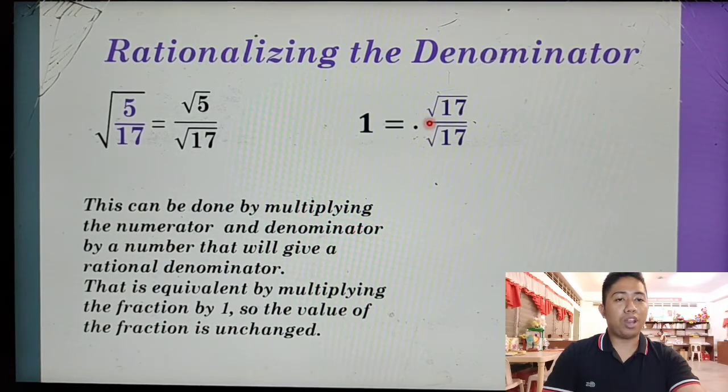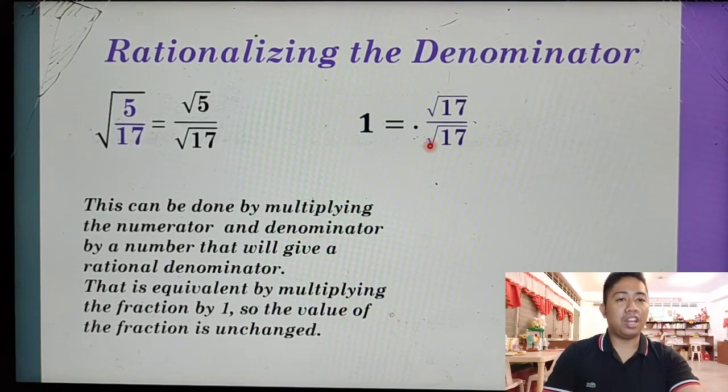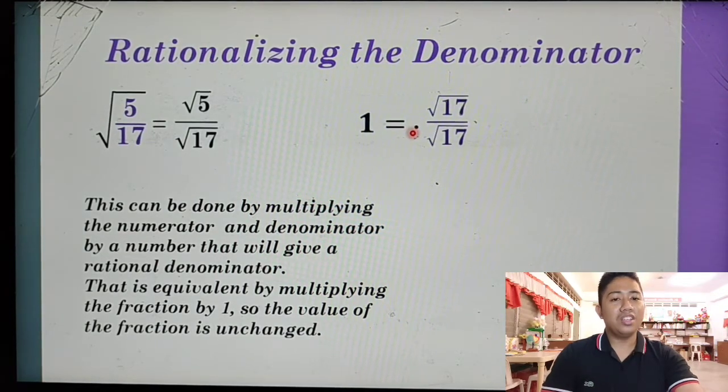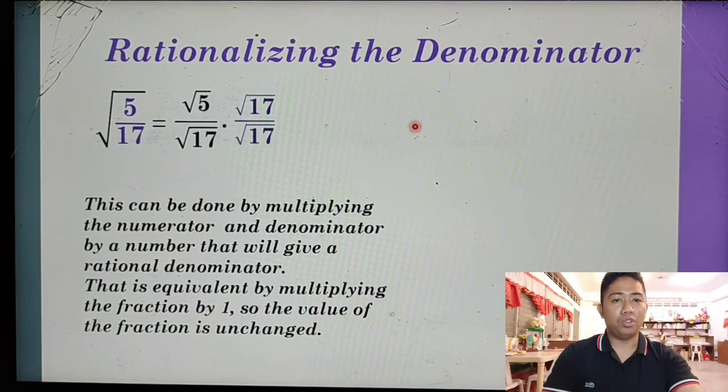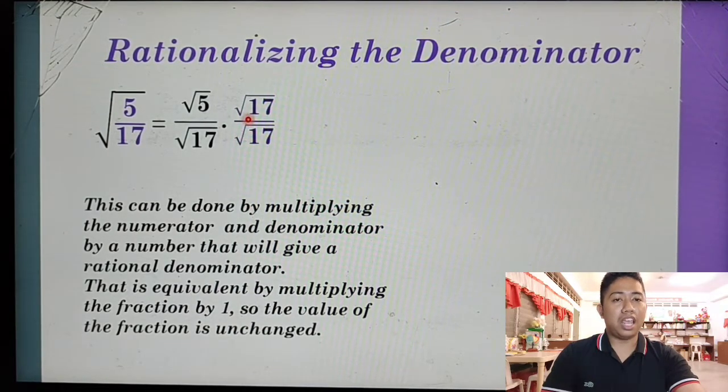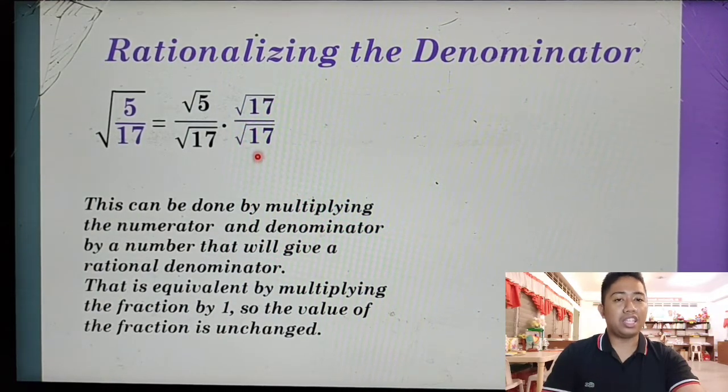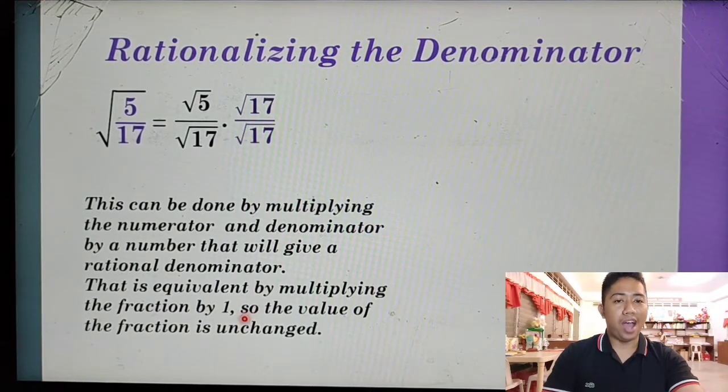So square root of 17 divided by square root of 17 is also equivalent to 1. Okay? So the fraction, the numerator and denominator, is unchanged. So which is still the same. Okay, the next step to do is to multiply by the same denominator. We have the numerator and denominator, which is square root of 17 over square root of 17, and that is equivalent to 1.